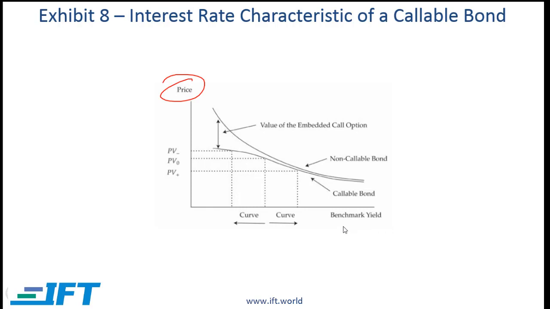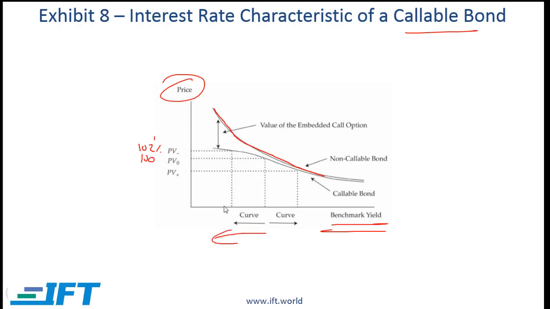Here we are looking at the price yield relationship of a callable bond, and notice that on the x-axis we have the benchmark yield. Over here in red we have a non-callable bond or a straight bond, and this is the regular price yield relationship that we have talked about before. With a callable bond, the relationship is a little different. If a bond is callable at, let's say, 102% of par, say this is par value, then the bond price cannot possibly exceed 102% of par.